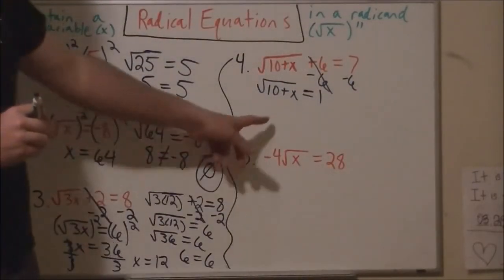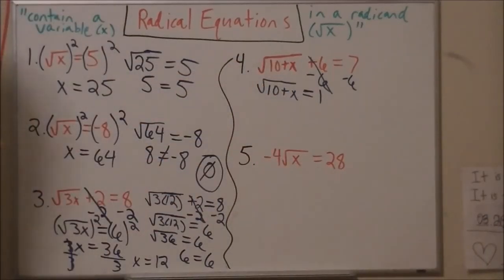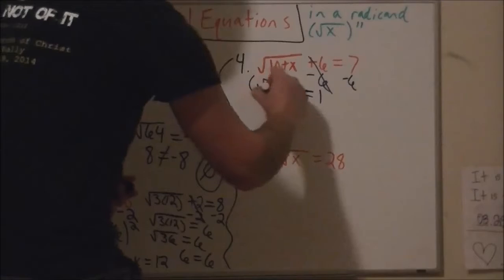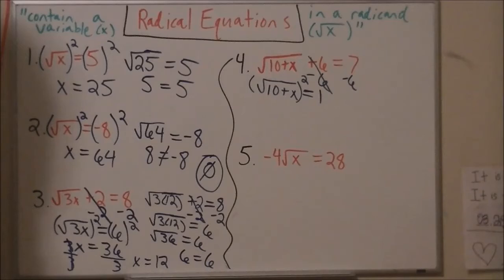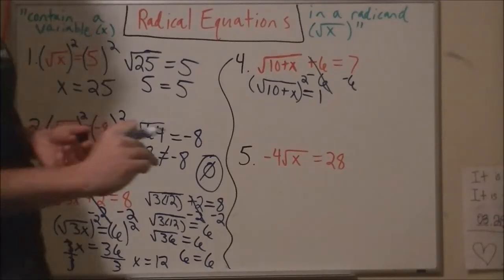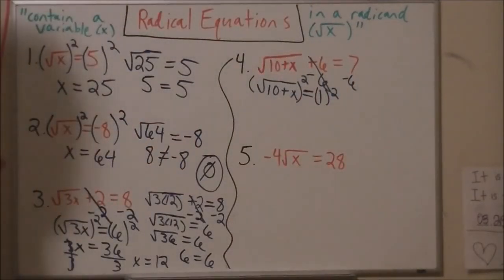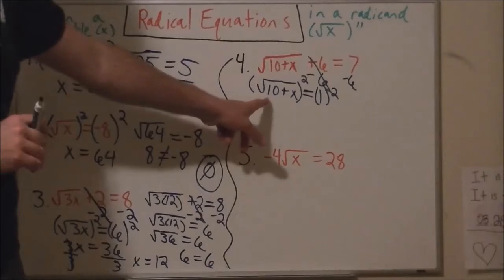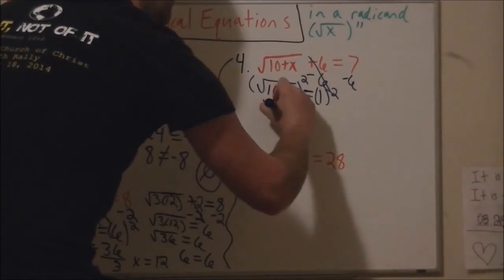Alright, now I've done everything I can except deal with the square root, and so that's my next order of business. What do I do to get rid of a square root? In other words, what's the opposite of a square root? The opposite mathematical process is to square it. And so I'm going to square the square root of 10 plus x. But what I do to one side, I have to do to the other. So I have to square that 1 as well that's found on the opposite side. So when I square the square root of 10 plus x, all I have left is 10 plus x.